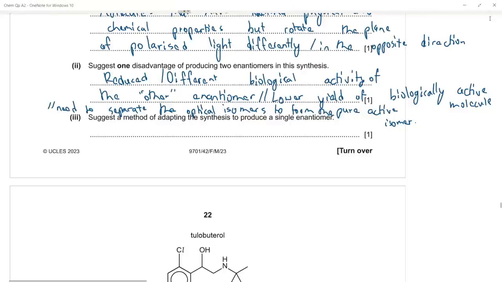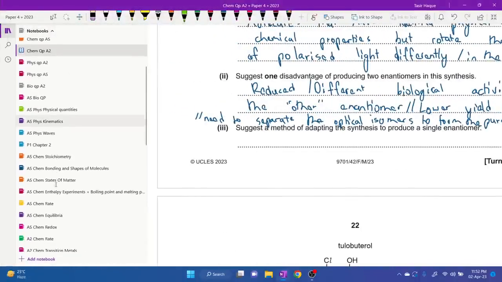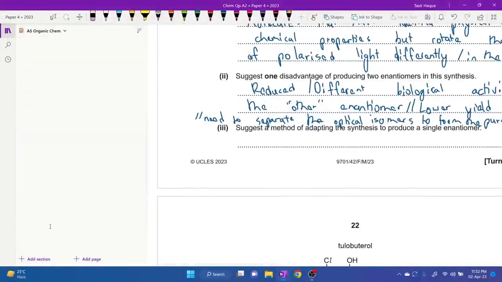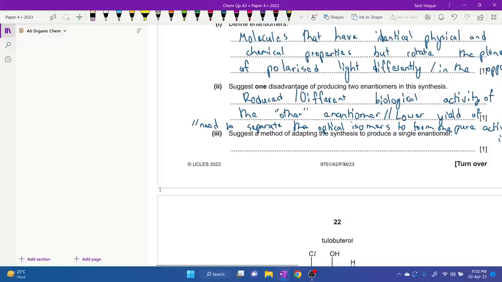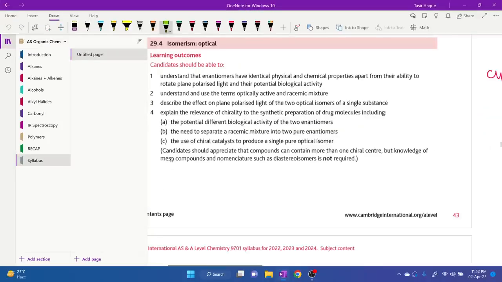It was there. If you guys want to check, I can show you. Check this out, guys. It's best if you go through the syllabus at least once. It gives you a good understanding. So it's a method of adapting the synthesis, right? Check this: isomers, optical. Explain the relevance of chirality. What are enantiomers? Identical physical and chemical properties apart from their ability to rotate plane polarized light and their potential biological activity.